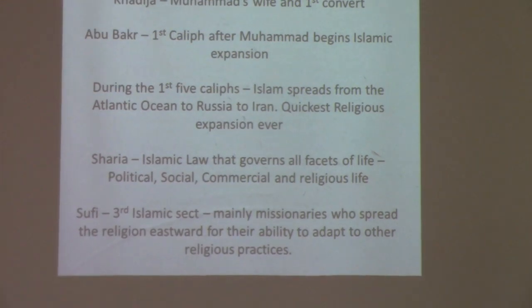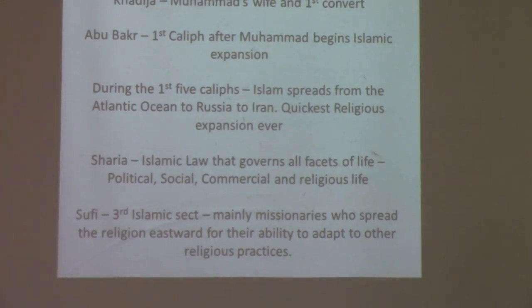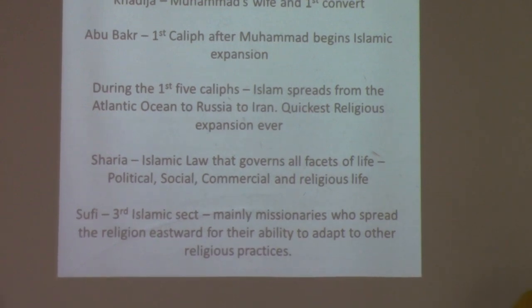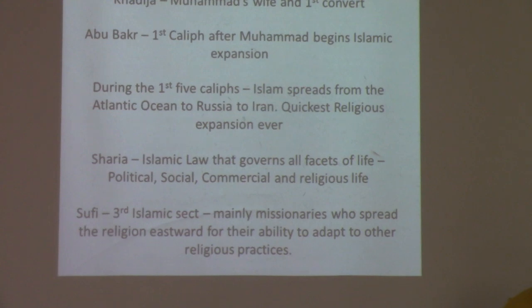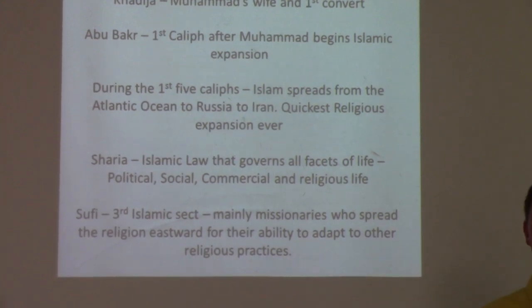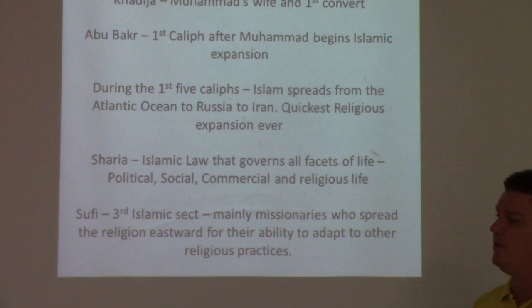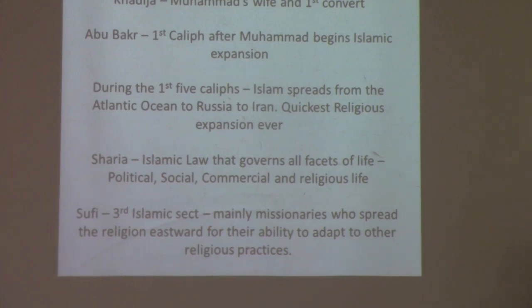The first caliph is a guy named Abu Bakr. He is not only Muhammad's uncle, but he was his oldest living convert and could get the people from the two cities, Mecca and Medina, to work together. And it's under him that Islam goes through its great period of expansion.